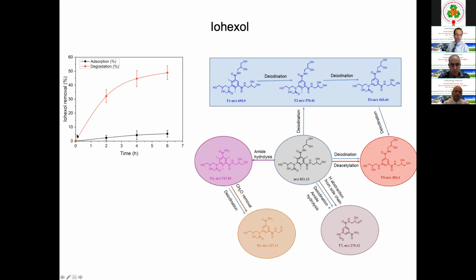So here, the iohexol removal, we could see that we can remove about 50%. Of course, since the LIG is carbon, it's kind of like activated carbon. It's also got the ability to absorb organics, for example. So you can see a little bit of absorption of the iohexol and about 50% degradation. And here we also identified degradation products using mass spec.